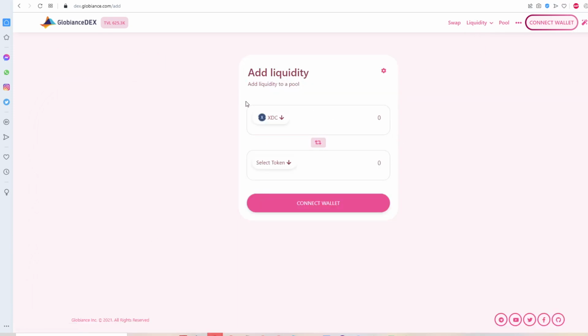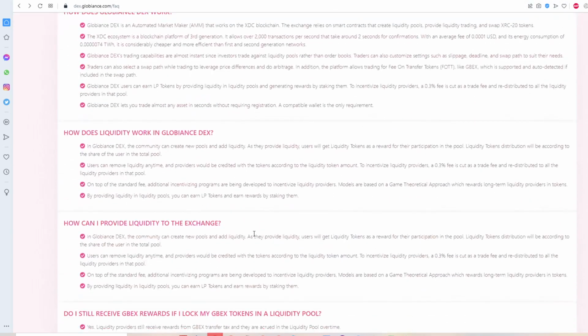So adding liquidity means you pledge a certain amount of your tokens as liquidity, to be used for trading, back and forth, etc. Why would you do that? You will gain 0.3%. So every trade, let me go back here. Yeah, here. Every trade has a 0.3% fee on the Globiance DEX, which will incentivize the liquidity providers.